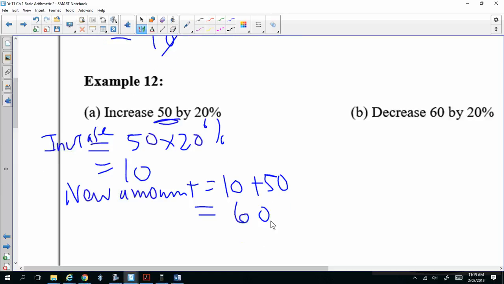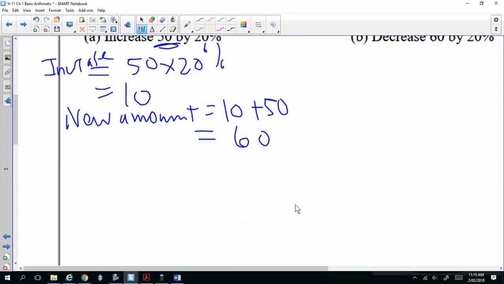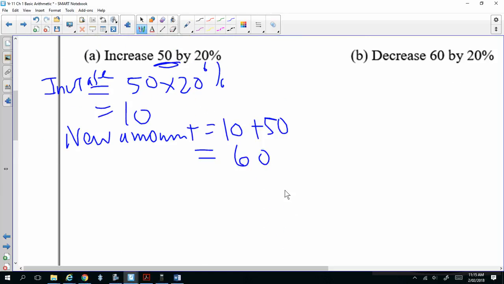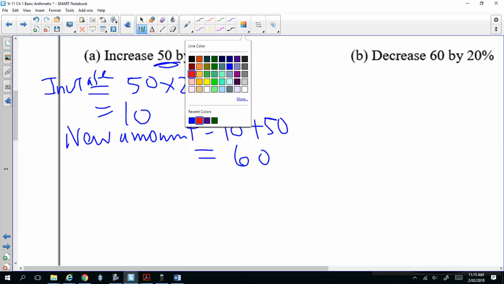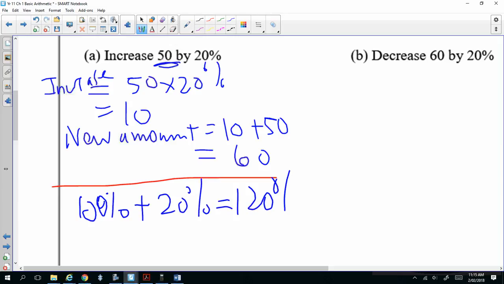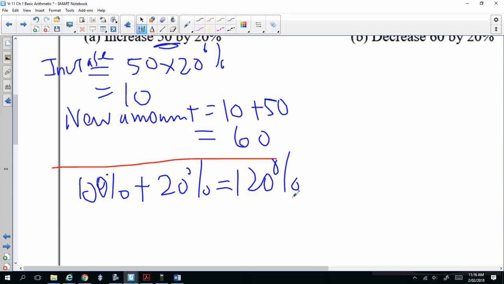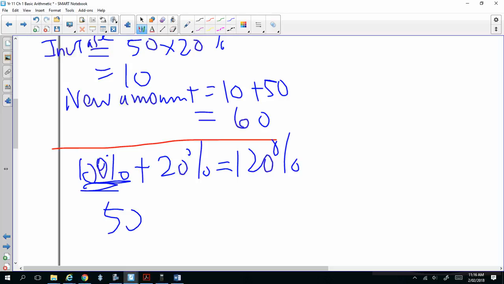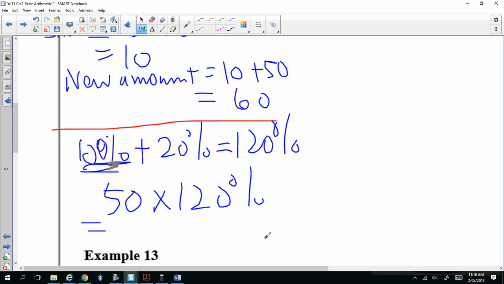Okay? Now, this is one way to do it. A faster way will be, instead of finding 20%, we're going to find 120%. We're going to add 100% plus 20%, which gives you 120%. So what you do is, that 100 gives you the original amount. So we just do 50 multiplied by 120%. So you don't have to do two things. You just have to do one thing.